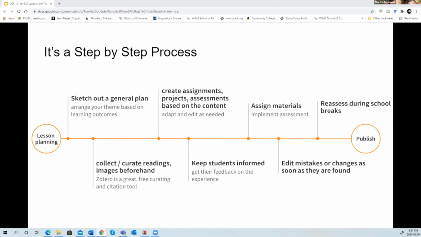It's just a step-by-step process, as usual for teachers, where we have outcomes that we want. We're trying to find some materials that can fit those outcomes. And then we make assessments, we make activities based on what we need from those outcomes.